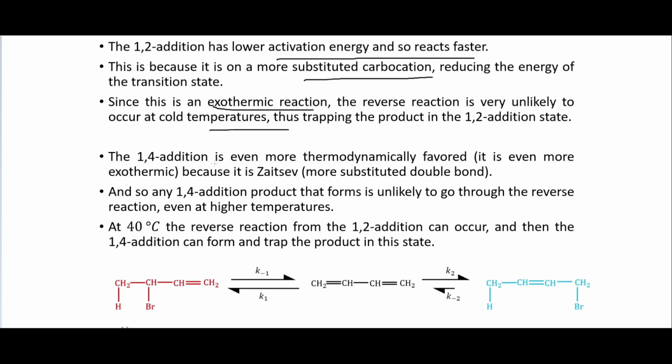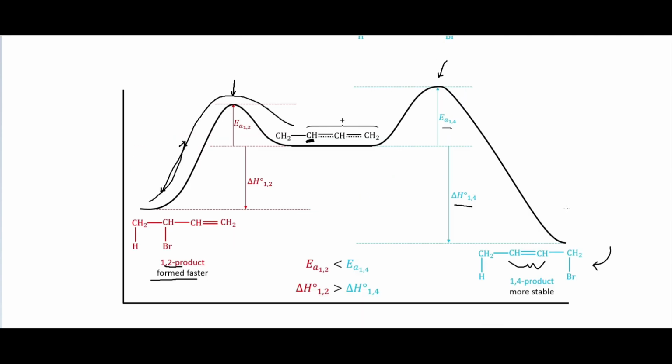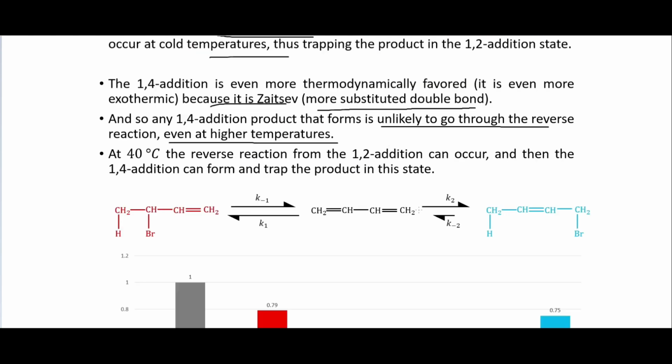So the 1,4 addition is even more thermodynamically favored. It is even more exothermic because, as I said, it is Zaitsev. It has the more substituted double bond. So any 1,4 addition product that forms is unlikely to go through the reverse reaction, even at higher temperatures. So we're trapped even further down in this valley here. Even at higher temperatures, it would be difficult to get back over that peak right there.